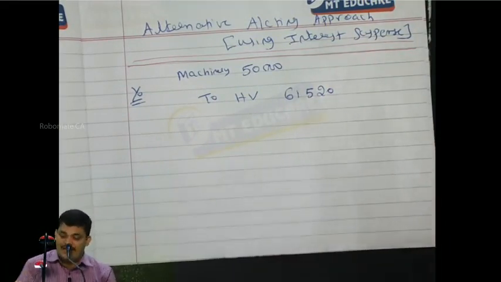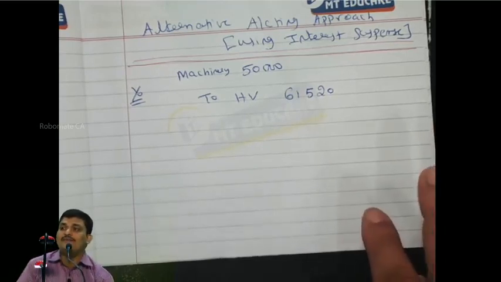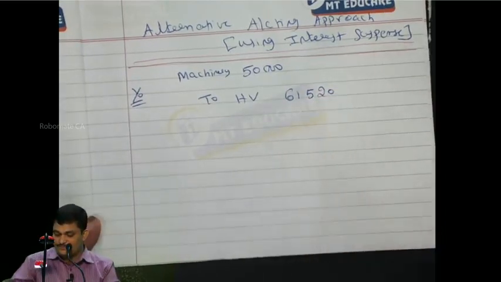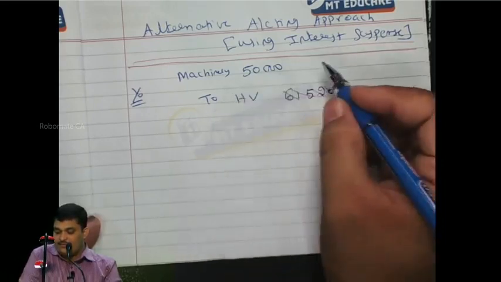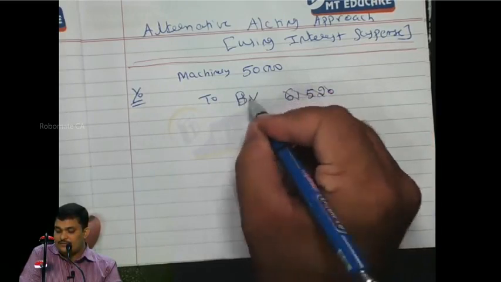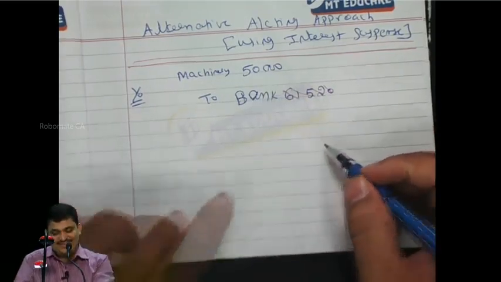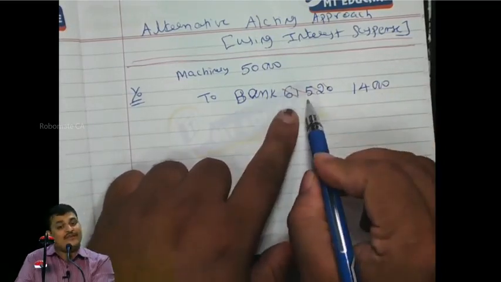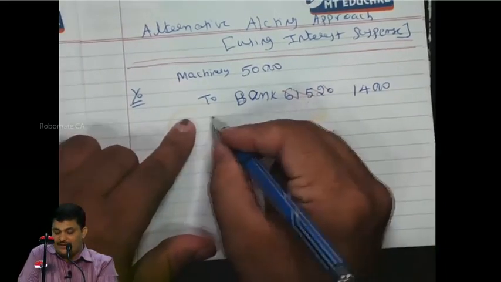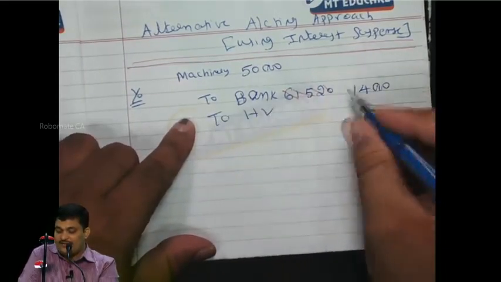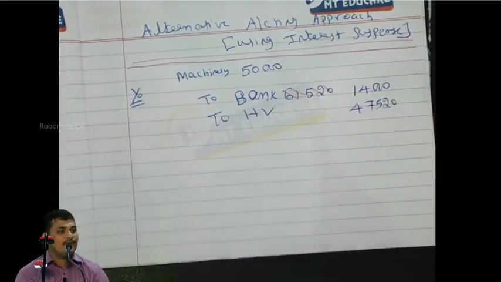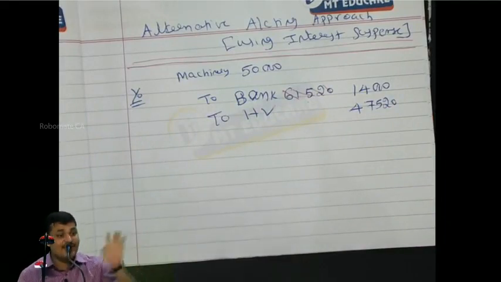Even though as on today, what is payable is only 36,000. In fact, it is not 61,520. I am sorry. We have to pay the bank. Same doubt, right? That's okay. To bank, we had a payment of 14,000. So 61,520 is a total liability. In that 14,000 is already paid. So to hire vendor, it is 47,520. But actual principal today is only 36,000.